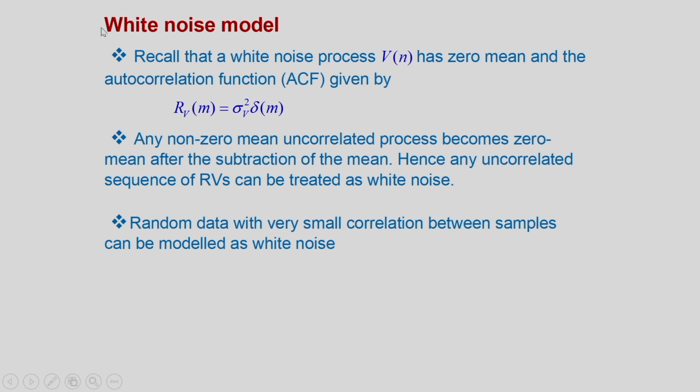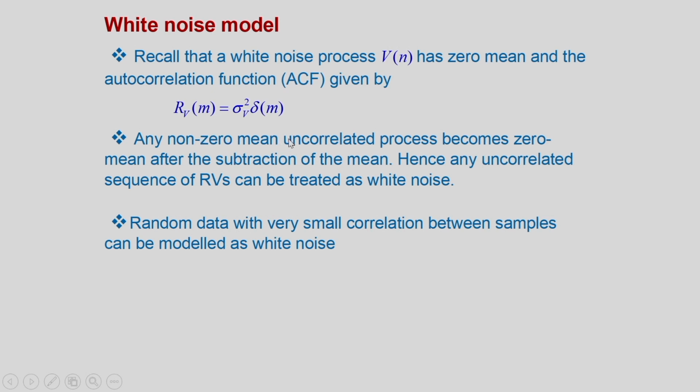The most elementary model is the white noise. Recall that a white noise process Vn has zero mean because its power spectrum is flat, so there is no DC component. It is zero mean, and the autocorrelation function ACF is given by R_v(m) = sigma_v squared delta(m). So, delta(m) is equal to 1 at m equal to 0, and 0 elsewhere.